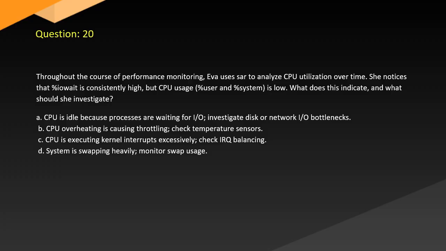B. CPU overheating is causing throttling. Check temperature sensors. C. CPU is executing kernel interrupts excessively. Check IRQ balancing. D. System is swapping heavily. Monitor swap usage.